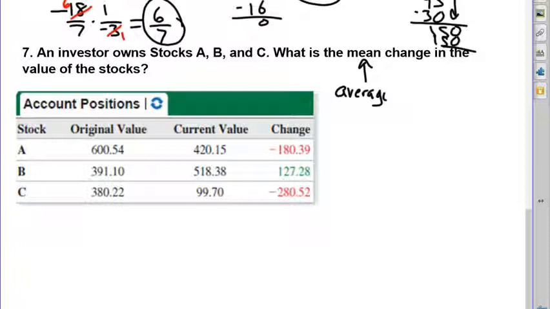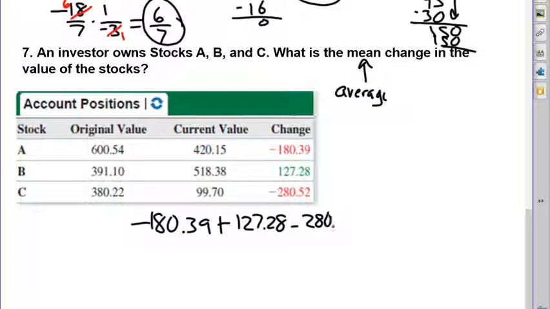So this problem, I'm just going to set it up first. Negative 180.39 plus 127.28 minus 280.52. And then this whole thing is going to be divided by 3. My process in simplifying this, I'm going to go ahead and add those two negatives together because I know they're going to make a bigger negative number.